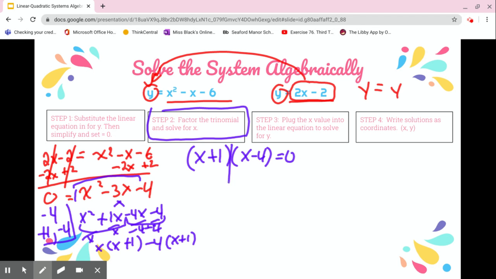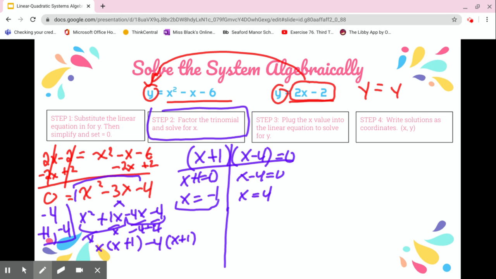Okay? Last thing is we're going to solve for x. So I have x plus 1 equals 0 and x minus 4 equals 0. Therefore, x equals -1 and x equals +4. So this is where you can't stop. We need to find a point of intersection, but we have obviously 2 points of intersection, one with an x value of -1 and one with an x value of 4, which we said before was right.